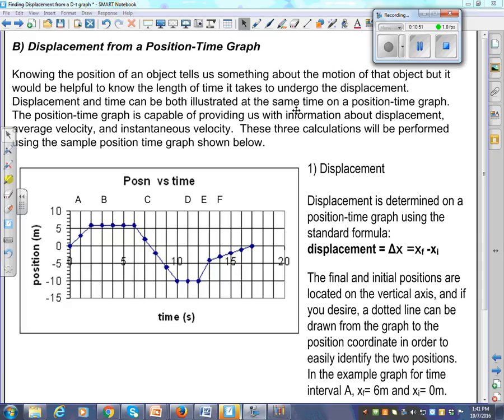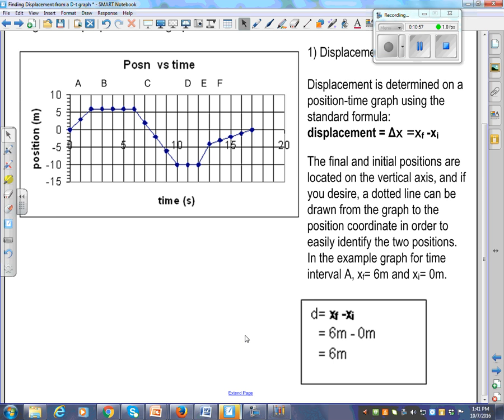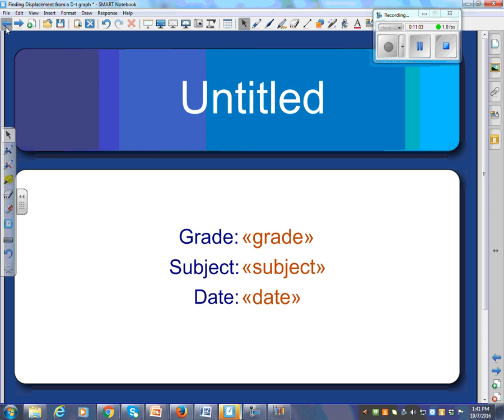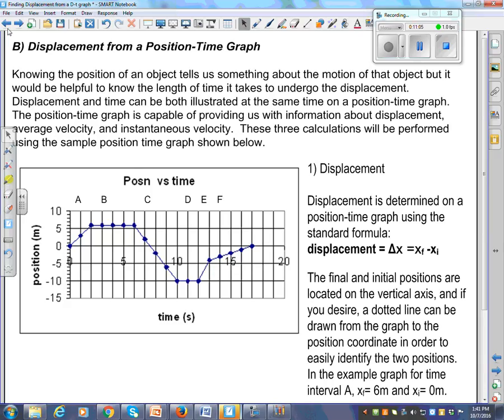These three calculations will be performed using the sample position-time graph shown below. By the way, let's look ahead here into the future. I'm going to do an example, then guess what? I'm going to ask you to do them. So watch for the example. Here's the how. I'm showing you right now.